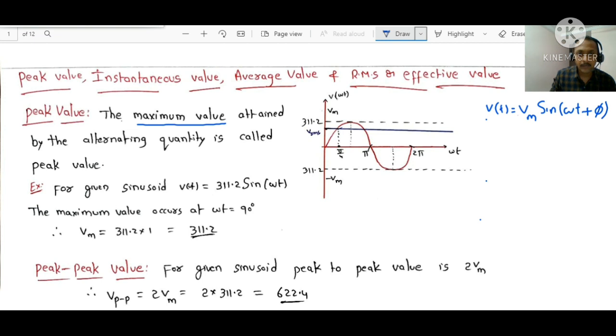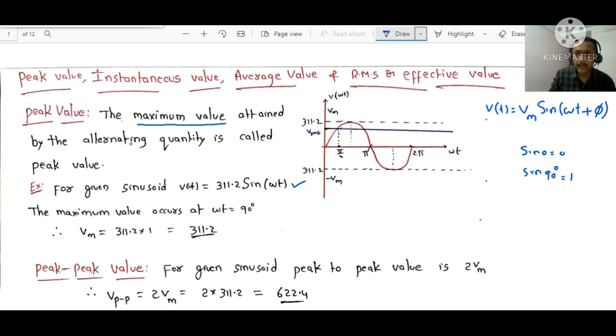For example, in this given mathematical form, sinusoidal, V of t equals 311.2 sine of omega t. This Vm represents the peak value. Where will we get the maximum value for a sinusoidal waveform? You know the basics. Sine of 0 is 0. But what about sine 90 degrees or pi by 2? Sine 90 equals 1.